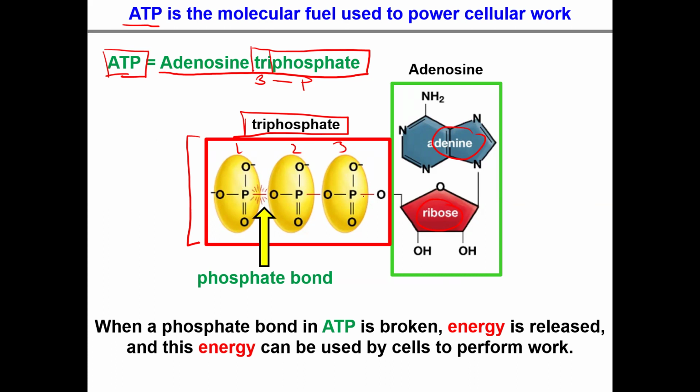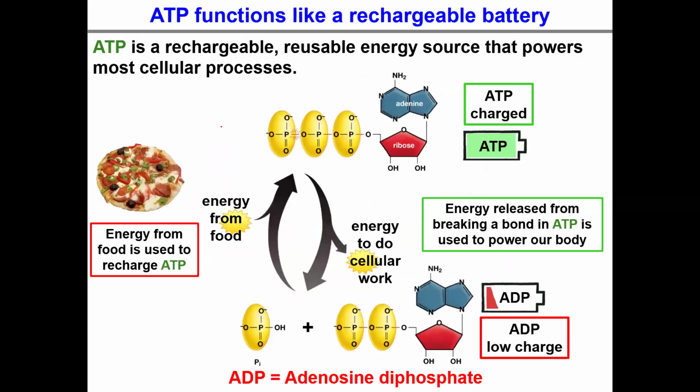Now, all of these are going to be held together by our phosphate bonds. So when a phosphate bond in ATP is broken, this is where our energy is going to be released. So when this piece is broken apart, it's going to release energy, and this is the energy we're going to harness and utilize in order to go through cellular work. So let's go ahead and take a look at exactly what that looks like.